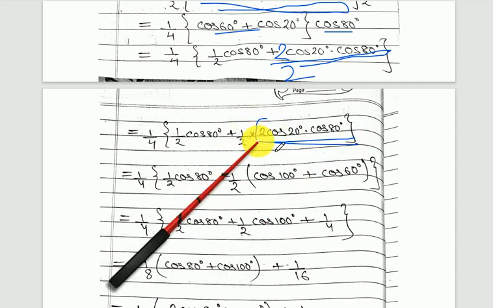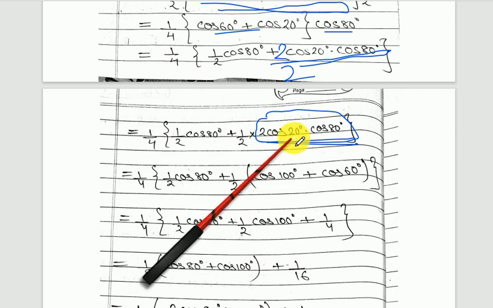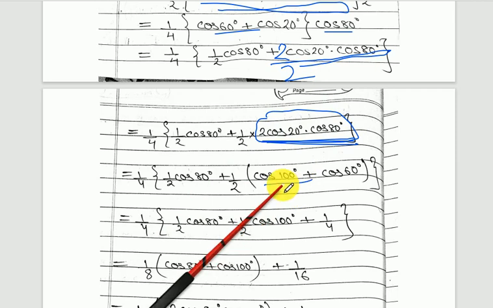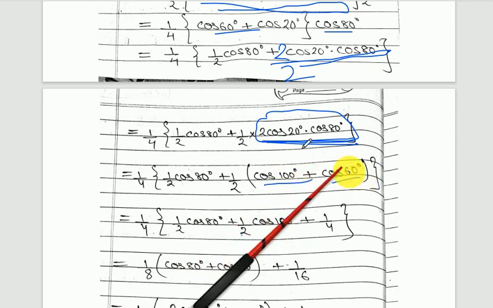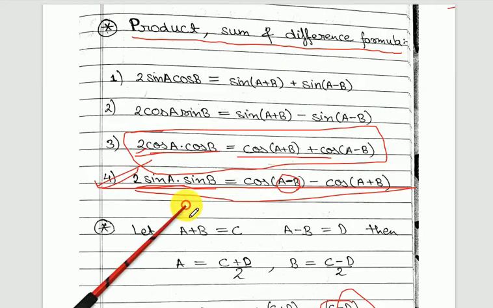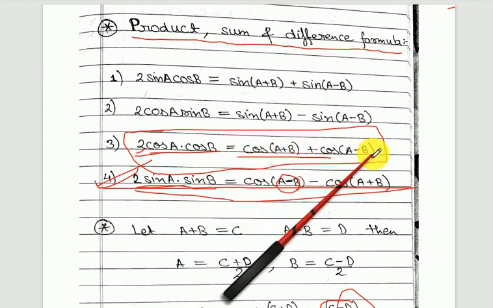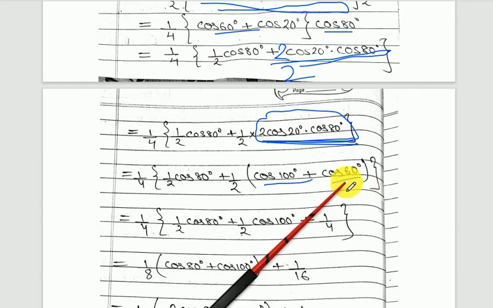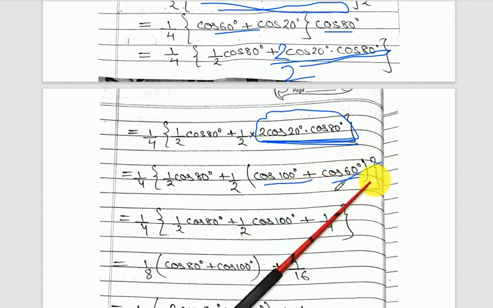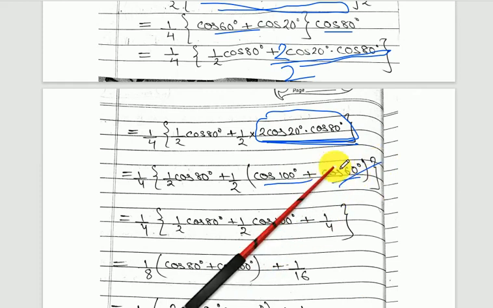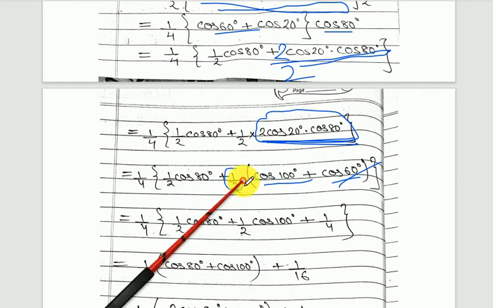So now we can use this formula, 2 times cos a into cos b formula. Okay, so for this you will get cos 100 plus cos 60, because cos a into cos b is equal to cos (a plus b) plus cos (a minus b). So use that formula, so you'll get cos 100 plus cos 60. Again, this is a standard angle. Okay, so you get half, and this half will multiply to this, then you'll get 1 by 4.